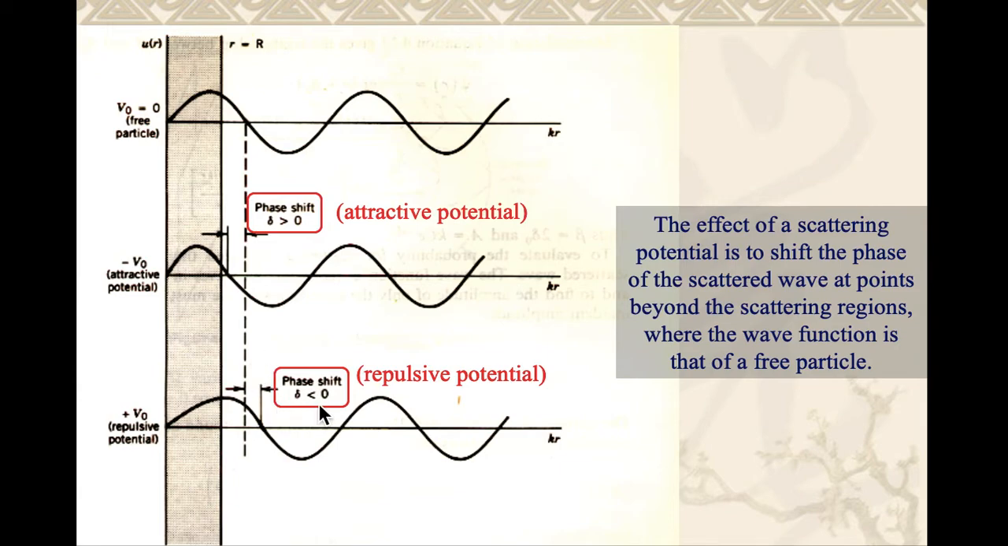And for repulsive potential, you can see that this sine function is just changing here and it is meeting here. So this minus this will be a negative value. So for repulsive potential, the phase shift is negative, and for attractive potential, the phase shift is positive. How can you explain this attractive and repulsive potential based on this delta? That also we can do.